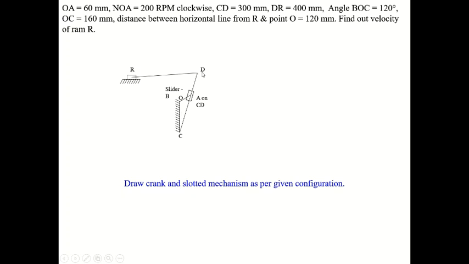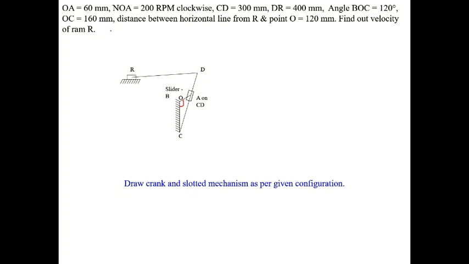Then CD, this slotted bar, CD length is 300 mm. Then this connecting rod DR, DR length is 400 mm. Then the angle BOC is 120 degree. Wait, I will highlight the angle. This angle is 120 degree. Then OC, this fixed link, length is 160 mm.